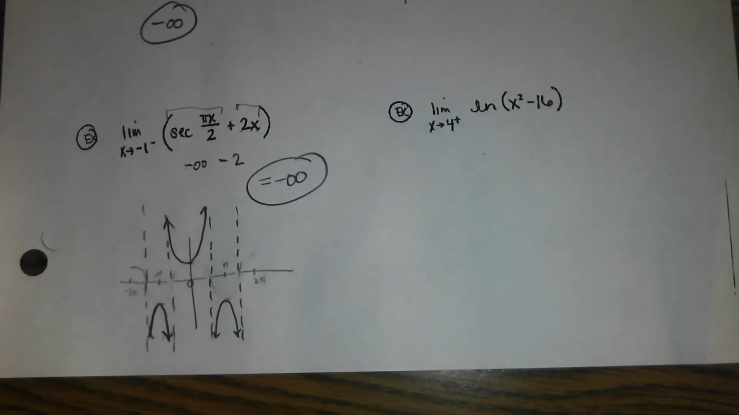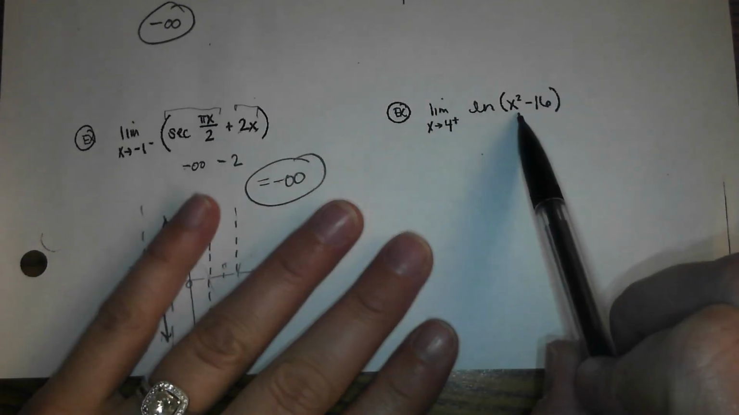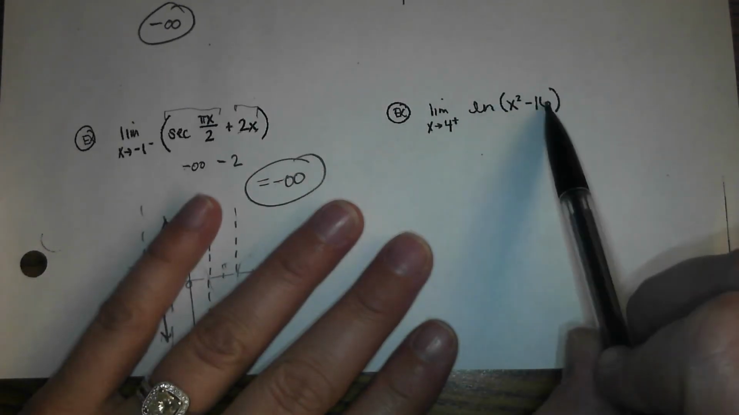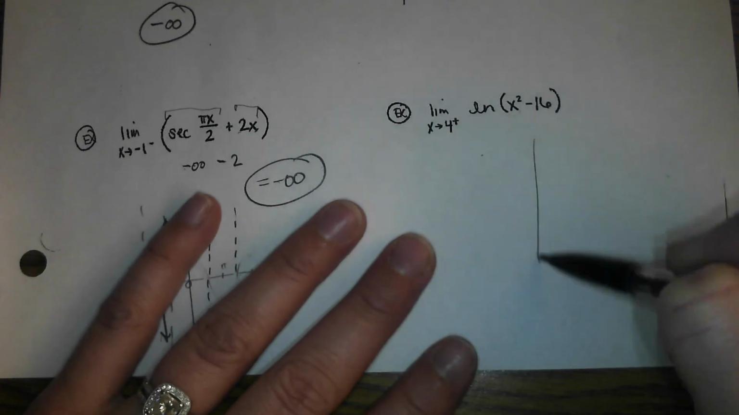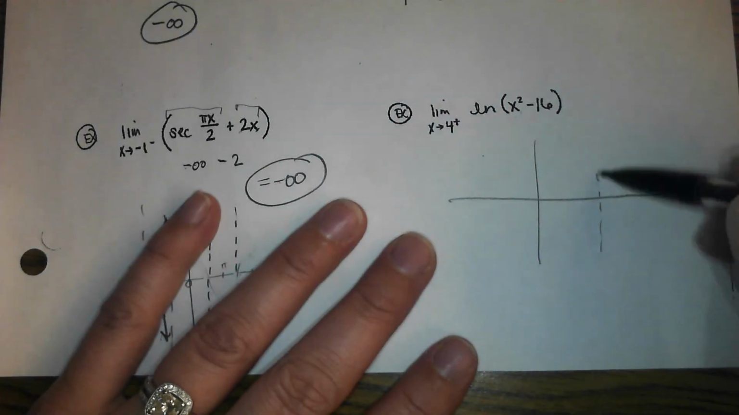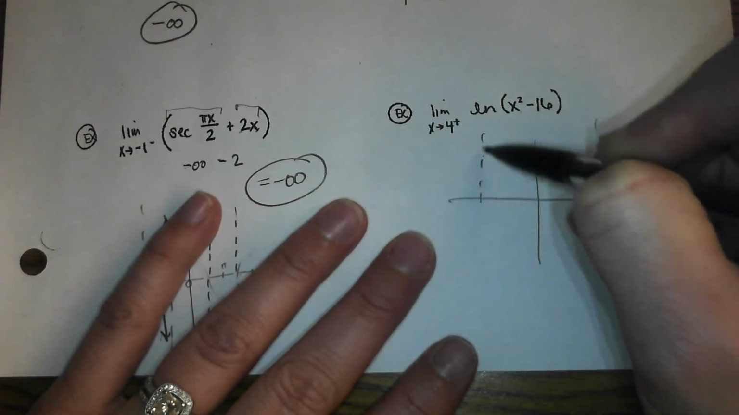All right. And the last one. Approaching 4 from the right. Again, this is very similar to that first one. With the natural log, we can only take the natural log of a positive. This is only going to be positive when x is greater than 4 or less than -4. Follow? So your two asymptotes are at 4 and at -4.